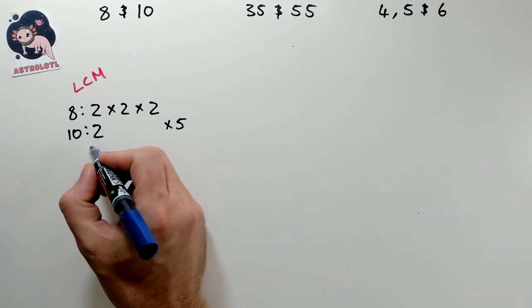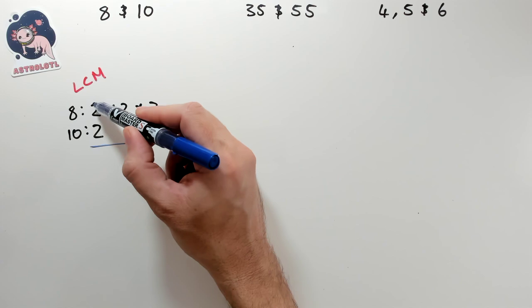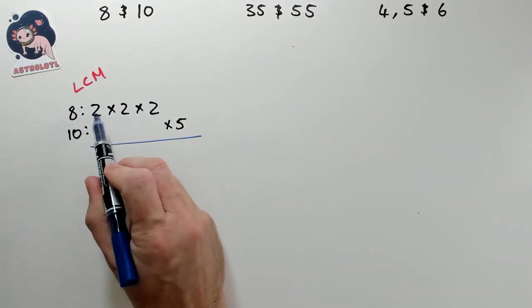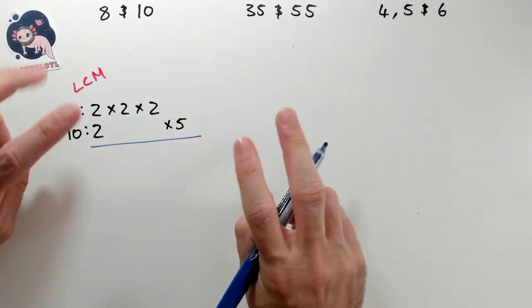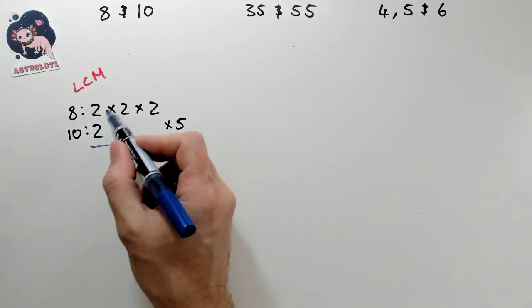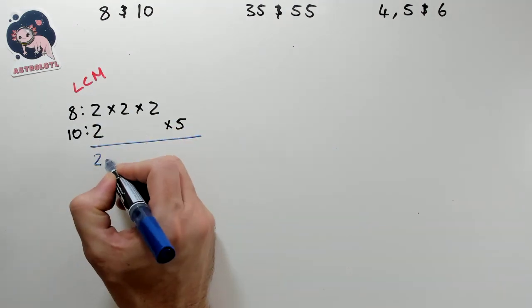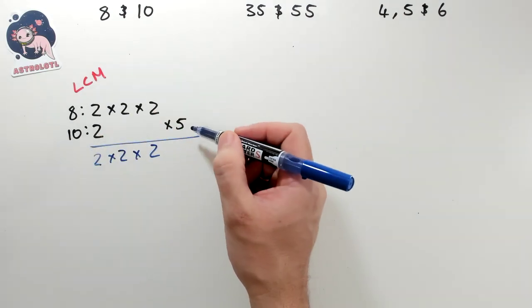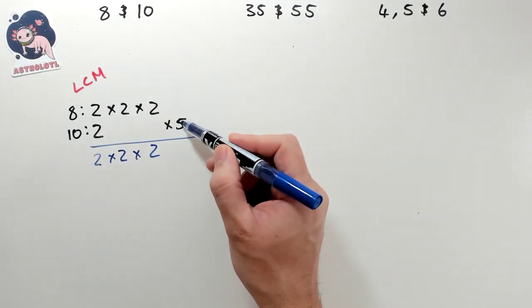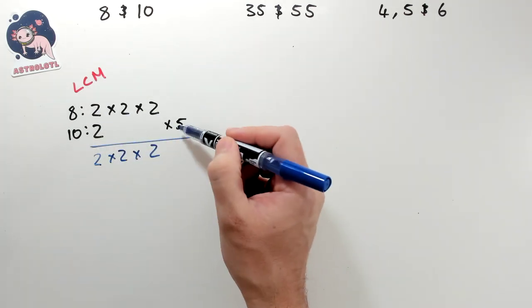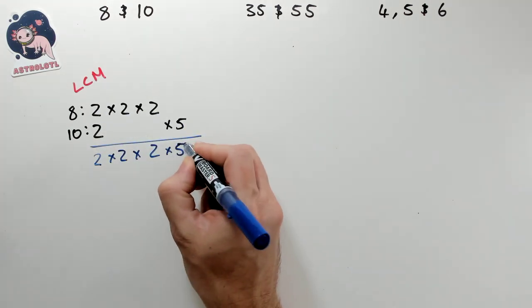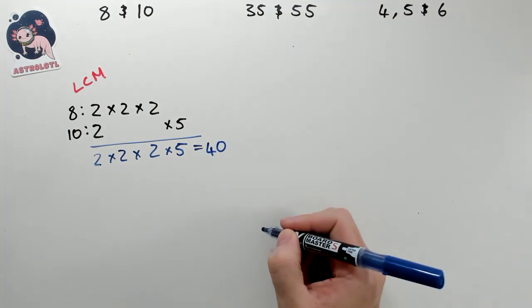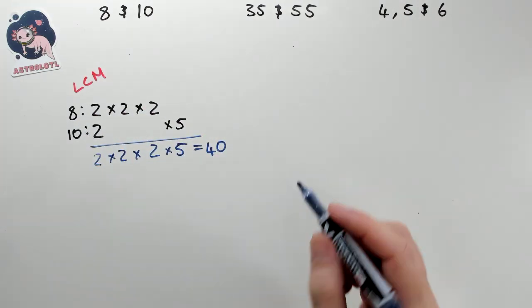Now, if I want the lowest common multiple, basically what I'm doing is looking at the first prime factor, which is 2. I'm going to look between 8 and 10 to see who has the most 2's, and I'm going to write all those 2's down. That's why I do it this way, because there are three 2's here. So I write 2 times 2 times 2. Next I look at the next prime factor, which is 5. 8 doesn't have one, but 10 has one, and the most is one 5, so I write 5. Then I multiply all these together. 2 times 2 times 2 is 8, times 5 is 40. So that's the lowest common multiple.